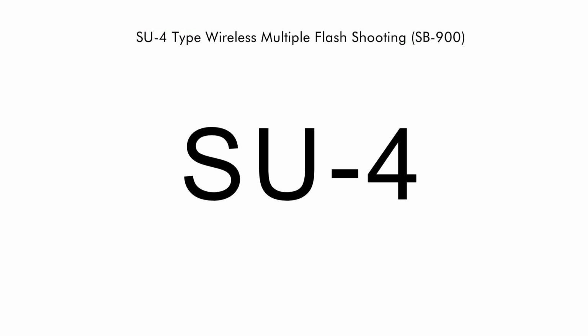Activating this function puts the SB900 into SU4 mode in both master and remote settings. It disables the advanced wireless lighting system and pre-flashes. The flash operates as a simple optical slave or remote.